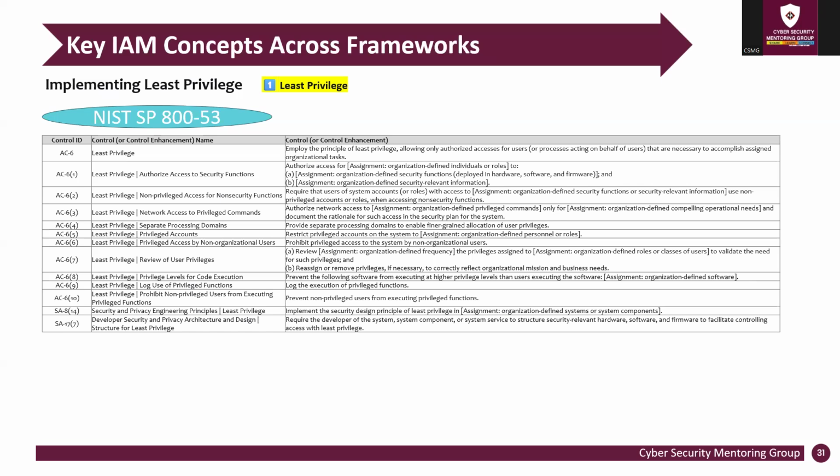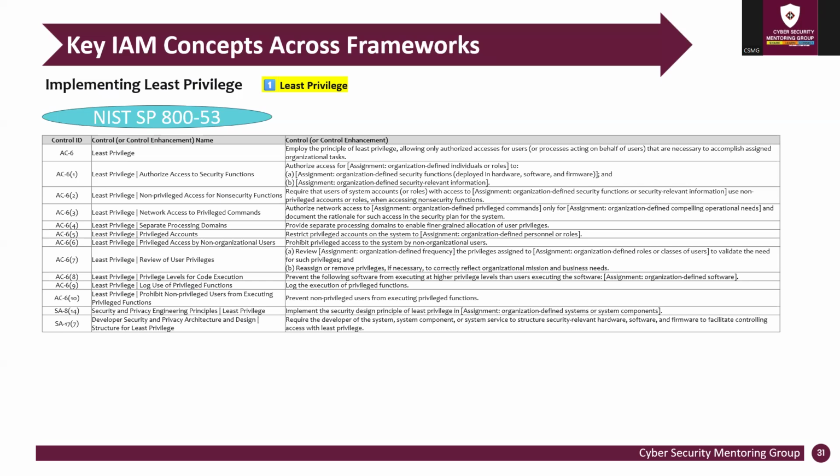And under least privilege, you can see it defines exactly what it's saying: authorize access to security function, non-privileged access for non-security function, network access to privileged commands, separate processing domains, privileged accounts, review of user privilege, prohibit. It's quite detailed.